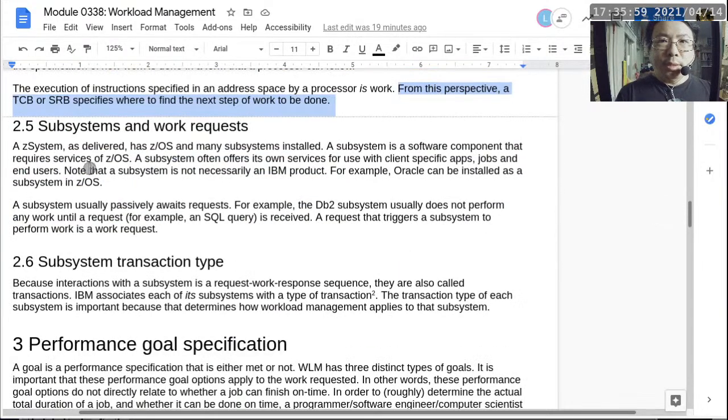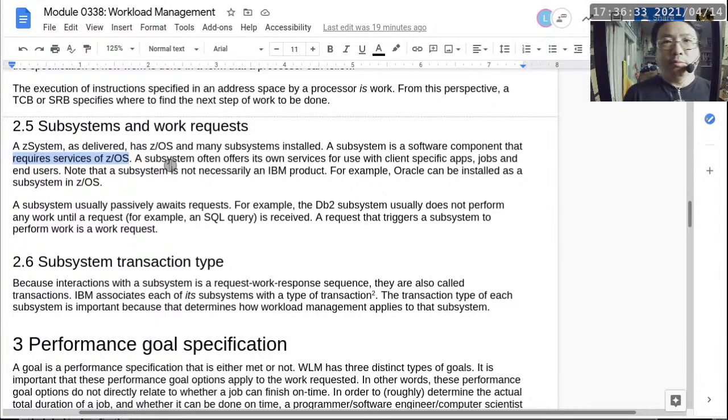So now we talk about the term subsystems. A z system as delivered has z/OS installed and many other subsystems also installed. The term subsystem is really kind of fuzzy in IBM's documentation. A subsystem is definitely a software component. It is not a hardware component. And a subsystem also requires the operating system to be installed first.